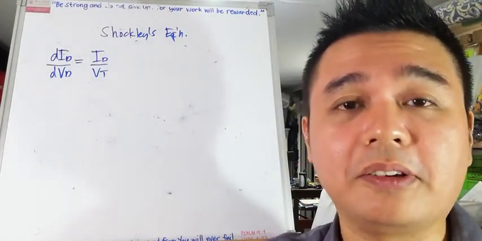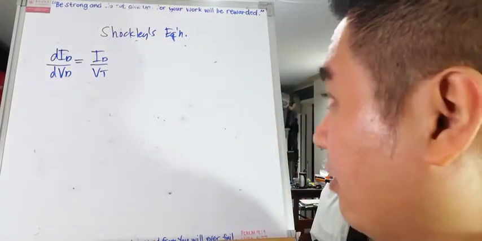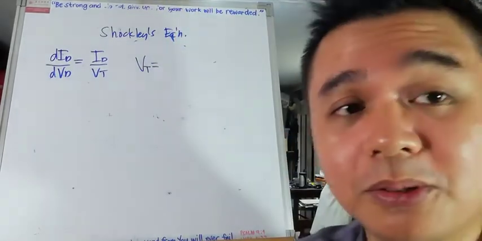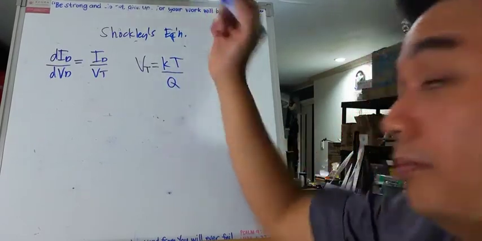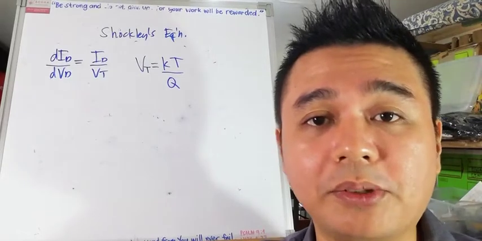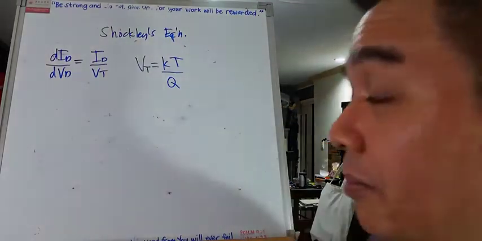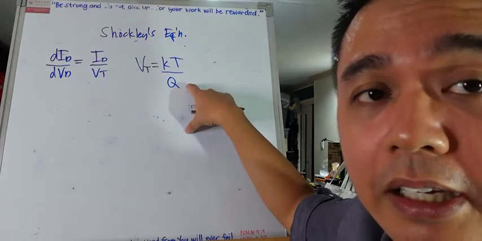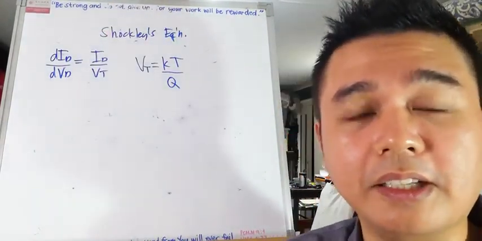Now, ito yung sabi ko sa inyo kanina, kailangan i-derive muna natin yung V sub T or yung thermal voltage na tinatawag. Recall, in Electronics 1, ang thermal voltage is equal to K times T over Q. Wherein K is Boltzmann's constant, 1.38 times 10 raised to negative 23 joules per Kelvin. And T is the temperature in kelvins again. And Q is the charge of one electron. So that's 1.602 times 10 raised to negative 19 coulombs.